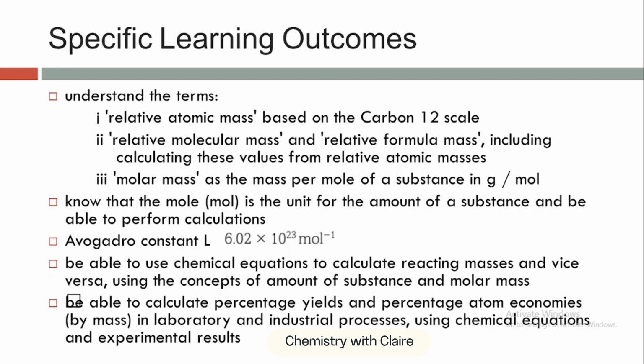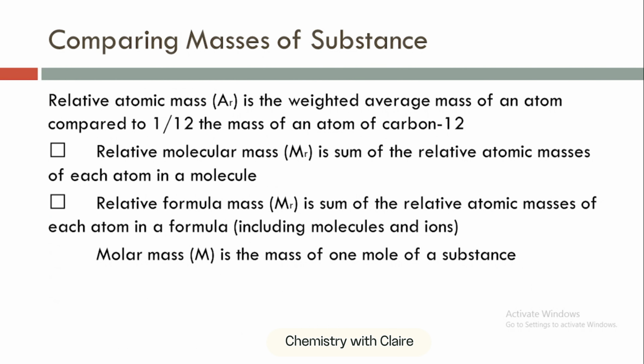masses. Here you might be expected to find the mass of any particular reactant if the other reactant is given, how much is required to react completely with the first reactant. You will be expected to calculate percentage yield and percentage atom economies. Now, all of the prior information you have already gone through for your O levels. The new thing here is percentage atom economy.